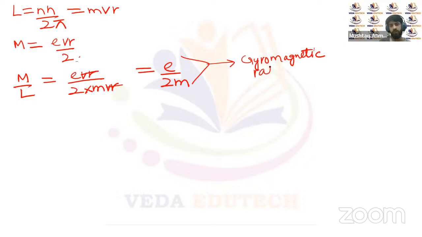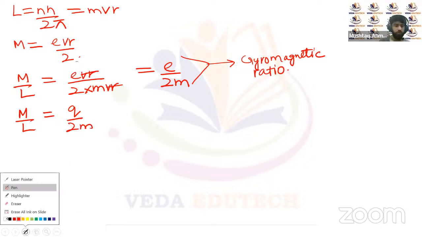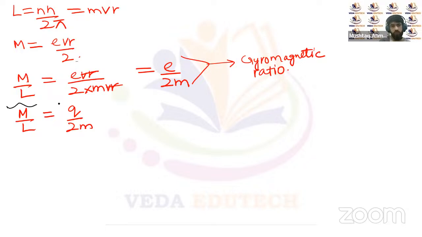Gyromagnetic ratio, right? It's a very useful quantity to calculate the magnetic moment for different objects. So in general, if e is the charge, and any other charge Q is moving in a circular orbit, then we can replace the charge of the electron with the charge of that object. So M by L in general will be Q upon 2m. So M by L is always equal to Q upon 2m, and we can use this equation to calculate the magnetic moments of different objects. That's the gyromagnetic ratio.